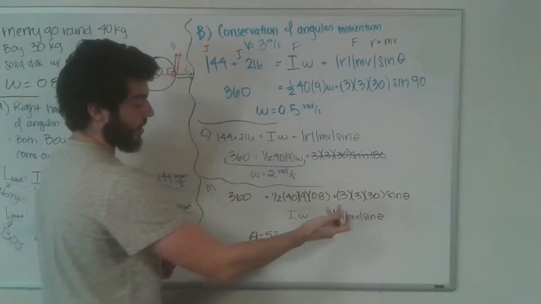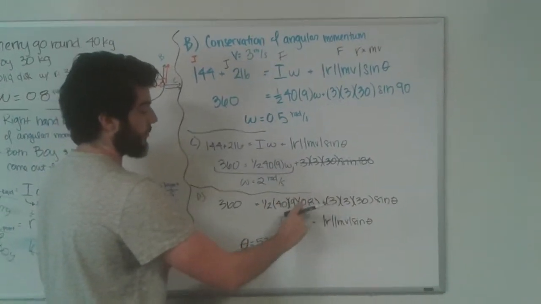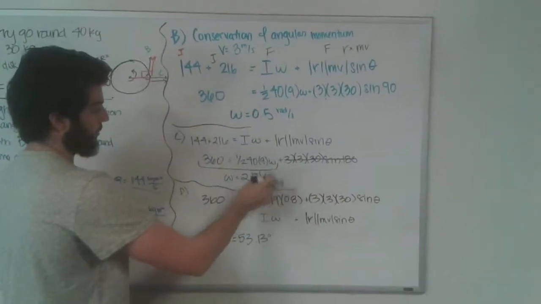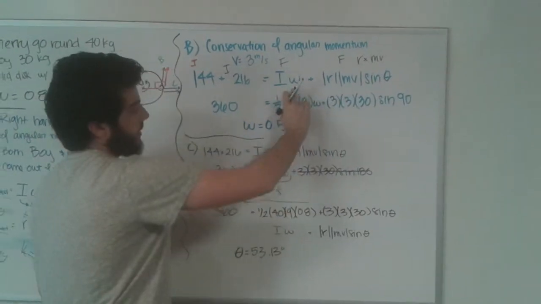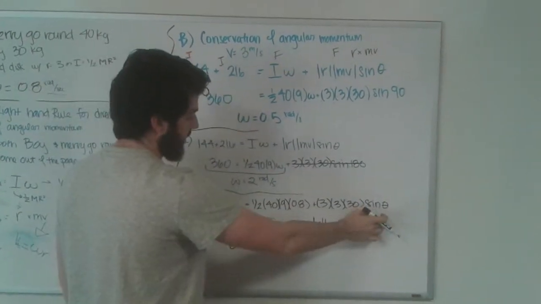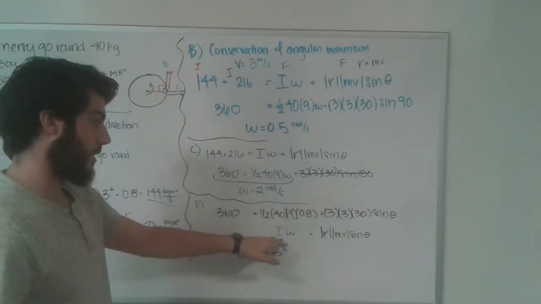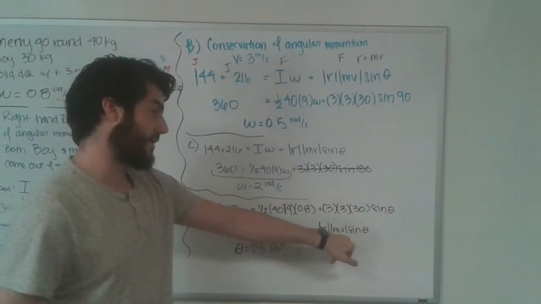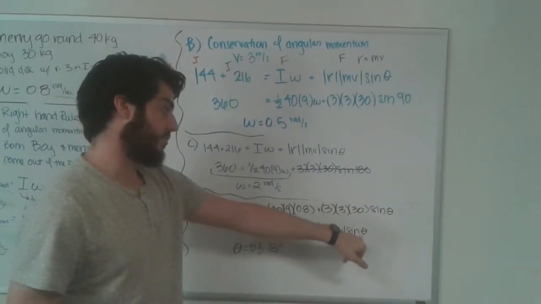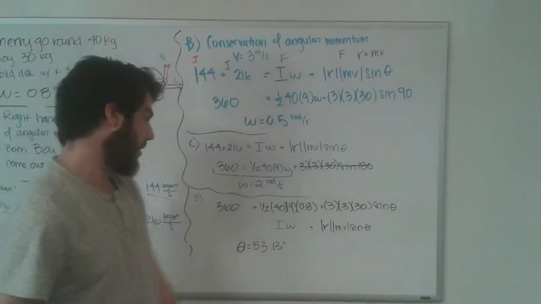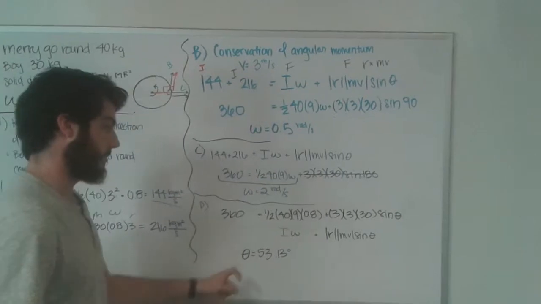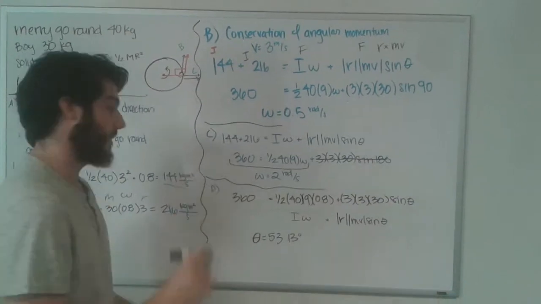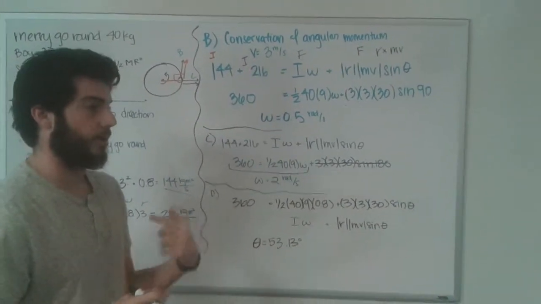For part D, we wanted to know at what angle the boy would have to jump off to keep the angular velocity of the merry-go-round at 0.8. Now our new variable is theta. In the past we knew theta but didn't know our angular velocity. Now we know our angular velocity of 0.8 and we don't know theta. So we have our I, the angular velocity that we know, times our radius, the mass of the boy, and the velocity of the boy times sine theta. Do the trigonometry and the algebra there, and you get theta of 53.13 degrees. At that point, if the boy were to jump off at that angle, the angular velocity of the merry-go-round would remain the same.